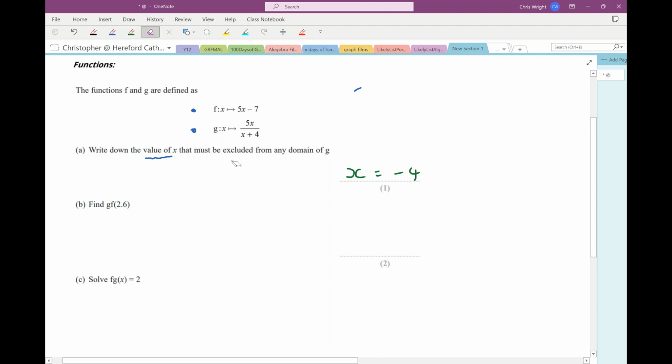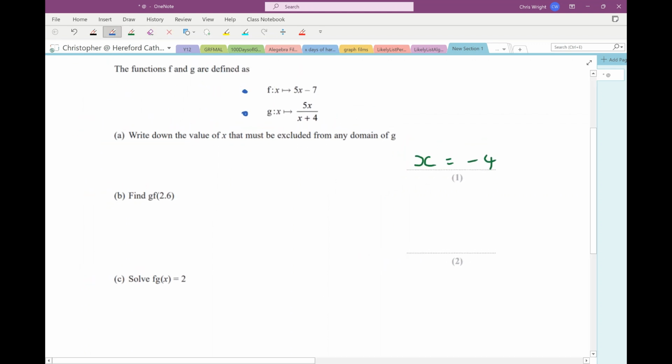Okay, let's have a look at part B. Find gf of 2.6. So I'm going to find f of 2.6, and then I'm going to g the result of that. So that's going to be 5 times 2.6 minus 7. Well, I can use my calculator and get the answer 6. So now I'm going to g of 6, which is going to be 5 sixes are 30 over 10. So that simply gives me the answer of 3.